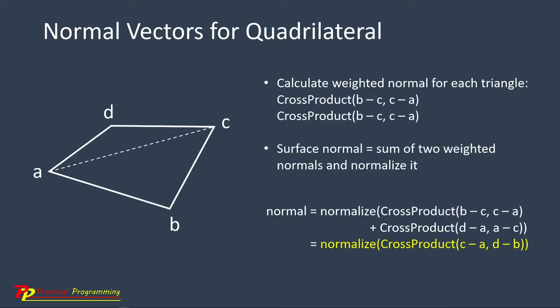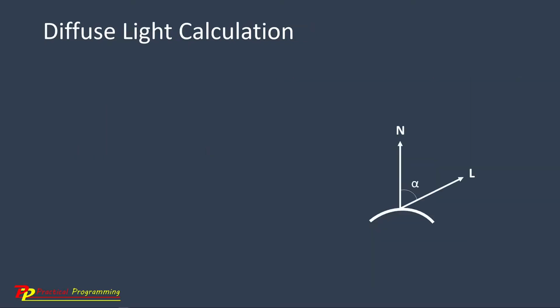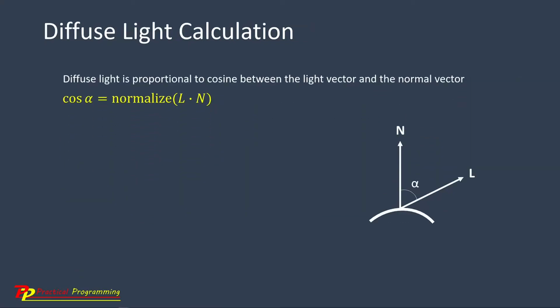Once we have calculated the normal vector at a vertex, we can use it and the direction of the light to compute a light intensity. For diffuse light, its intensity is proportional to the cosine between the light vector and the normal vector, just like this. This is N, the normal vector. This is L, the light direction. The intensity is proportional to the cosine of alpha, this angle.